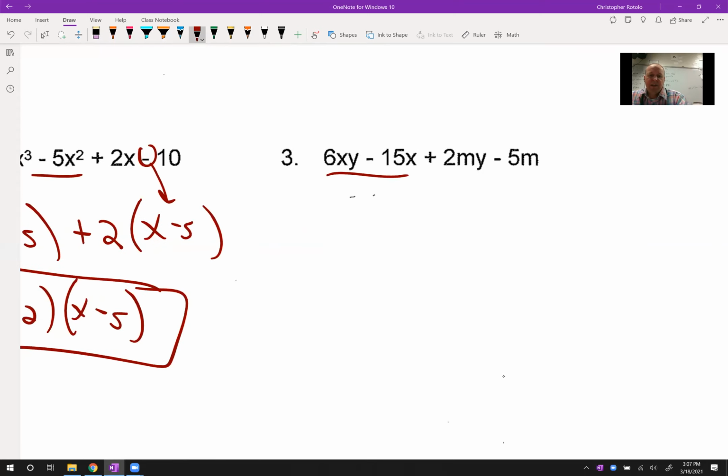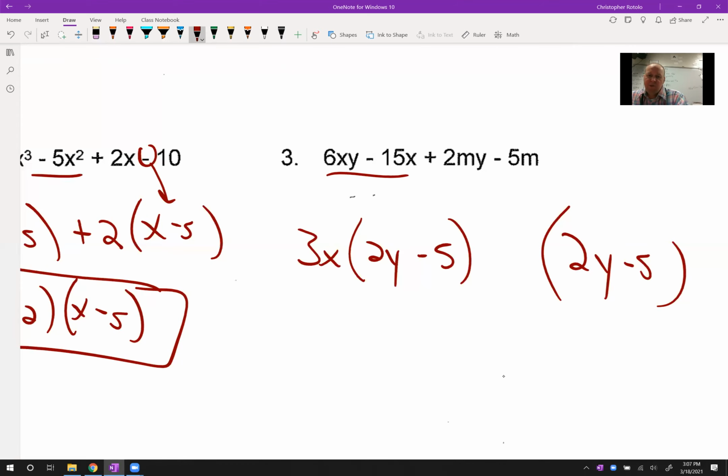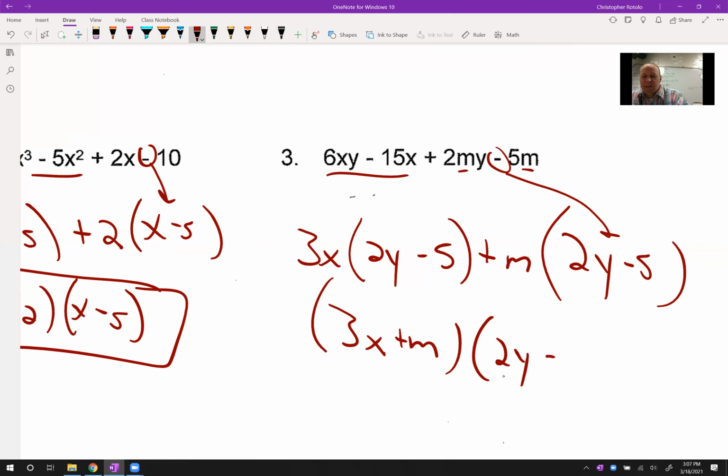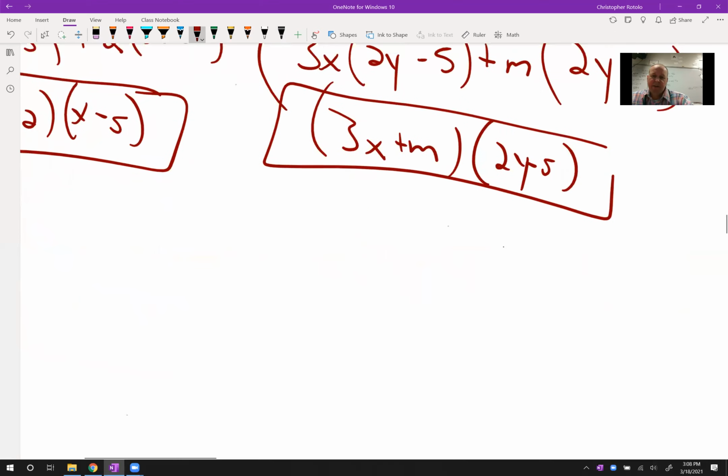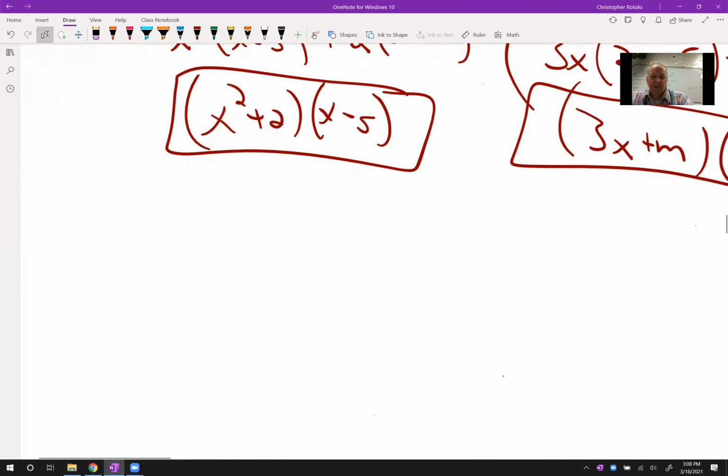First two, 6 and 15, that's 3. Let's see, x, y, and an x. They both have an x. So 2y minus 5, because 15 divided by 3 is 5. I don't lose track of what I'm doing. So I need a 2y minus 5, and it looks like I'm pretty close to it, except there's an m in the way. So m is the GCF. I don't want to change that sign, so it's plus. GCFs go together. 3x plus m times 2y minus 5. Again, I can FOIL this, and I will end up right back at my answer, and that's what we're after. It's a factor by grouping.